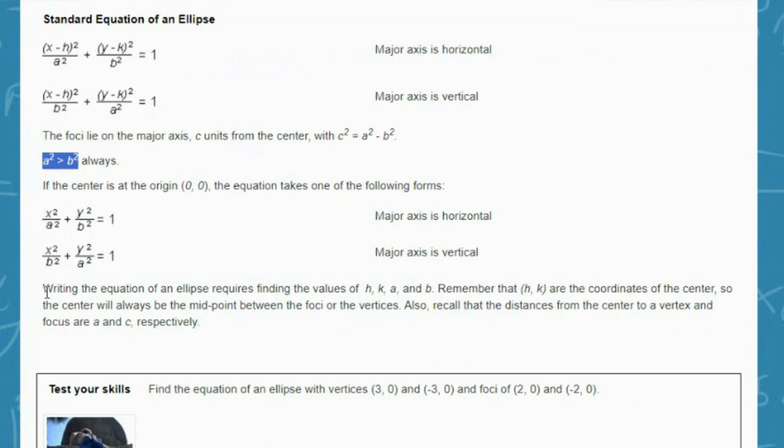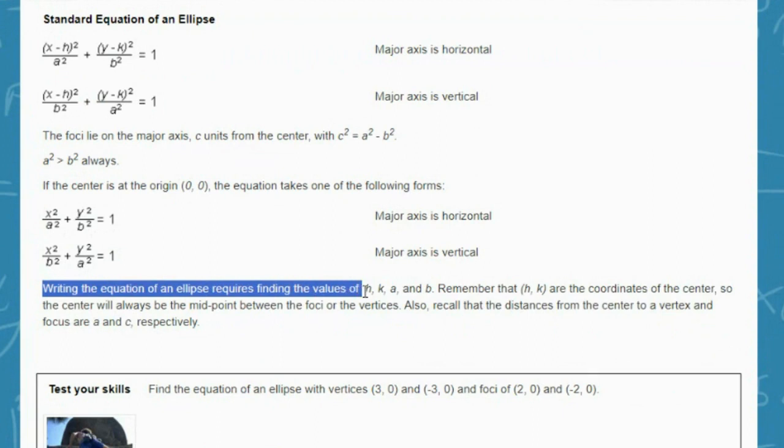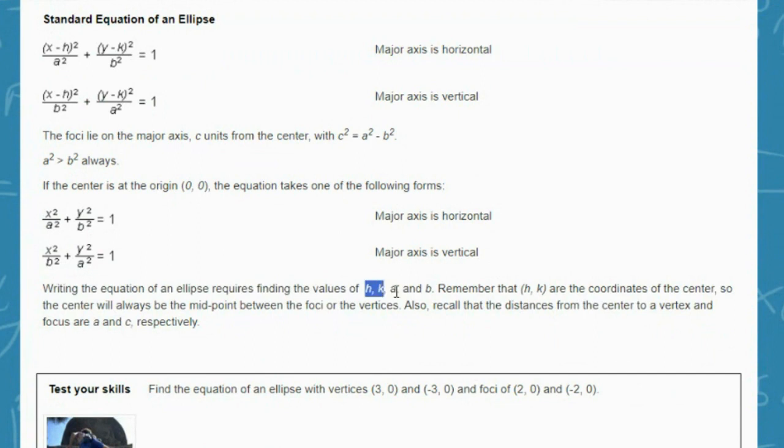All right, so writing the equation of an ellipse requires finding the values of h, k, a, and b. There's the big hint right there. You've got to find h, k, a, and b. Of course, h and k is the center. That's the coordinates. So the center will always be halfway between the foci or the vertices. And recall the distances from the center to the vertex and focus are a and c, respectively.